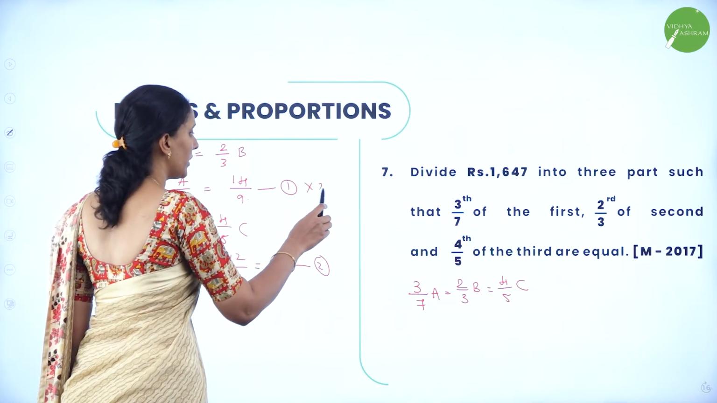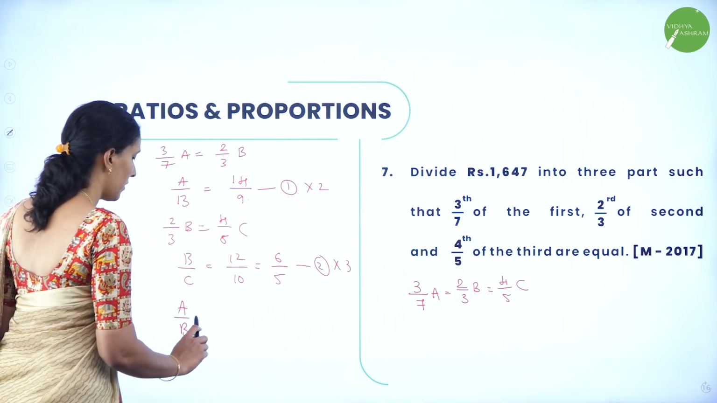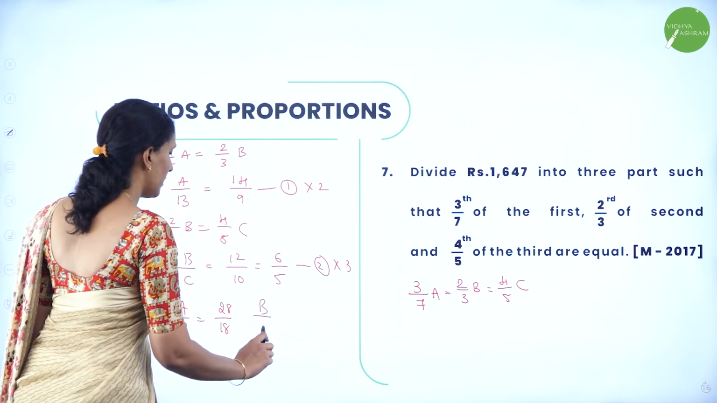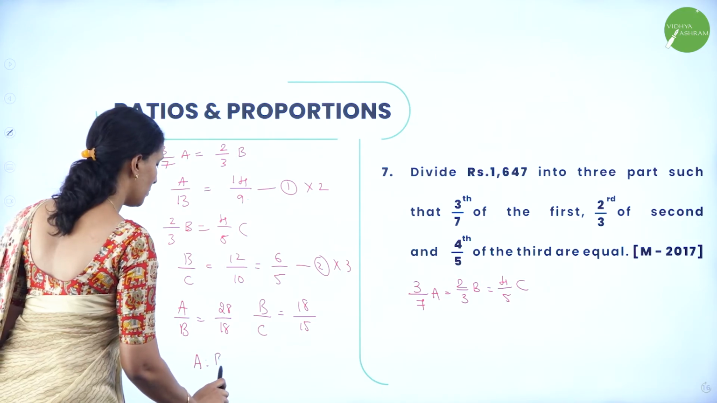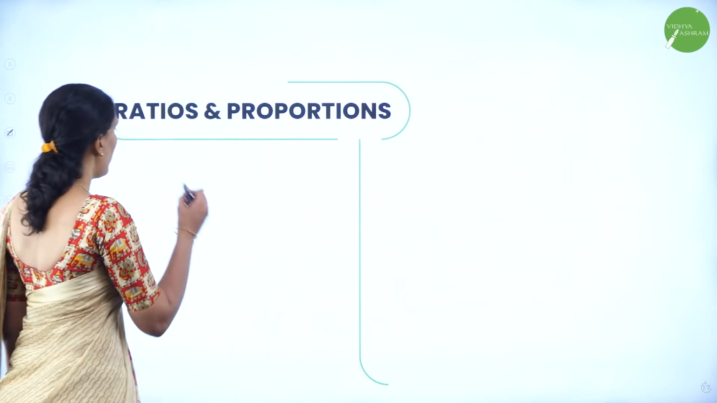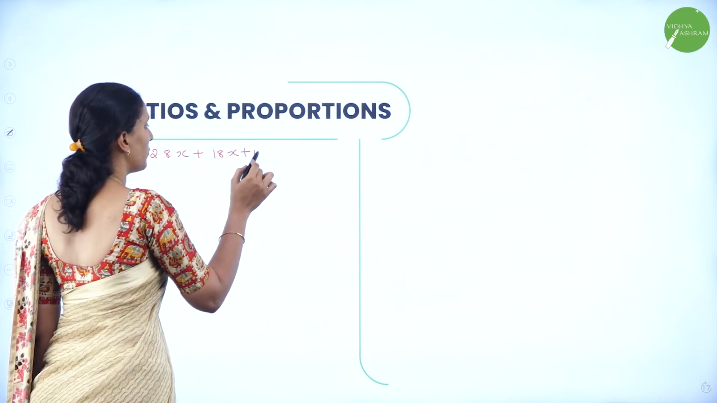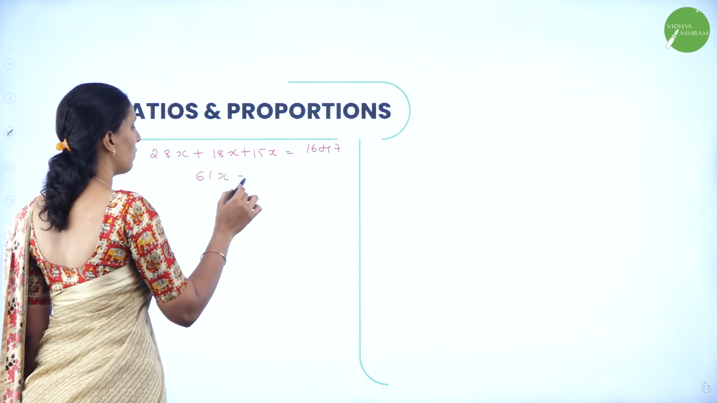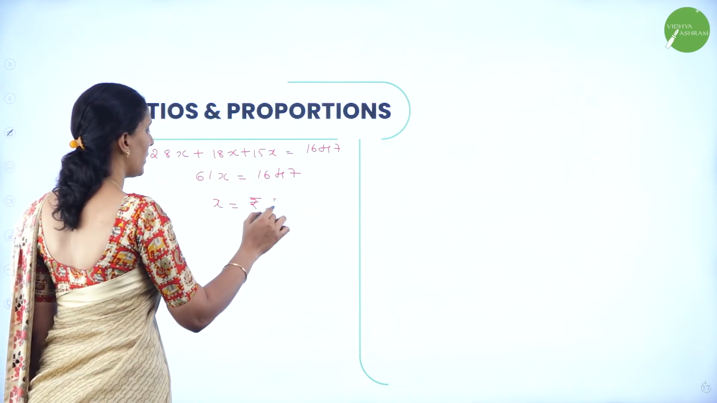Now let me multiply by 2 here, and multiply by 3 here. So A/B will be equal to 28/18 and B/C will be equal to 18/15. So I'll get the ratio A is to B is to C as 28 is to 18 is to 15. Now we can write 28x + 18x + 15x equal to the amount given. So we get 61x equal to 1647, and x is equal to rupees 27.